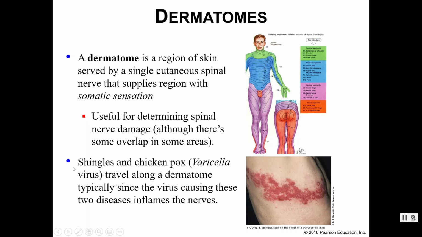Interesting side note, the shingles and the chicken pox, because it's really the same virus, the varicella virus. This virus likes to travel along dermatomes and create rashes, specifically along these dermatomes, because the virus itself really likes to cause nerve inflammation, and we see that. We see the physical response as a rash on our body, but you can see this is almost a perfect line, and if you envision this guy, these couple of regions here, it's almost perfect.